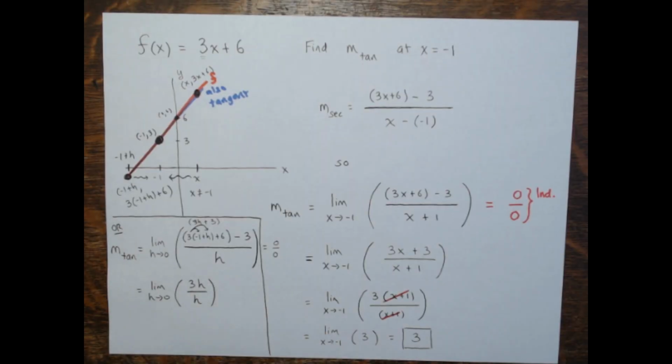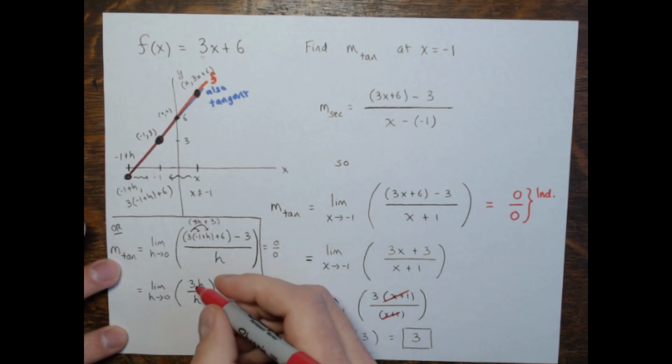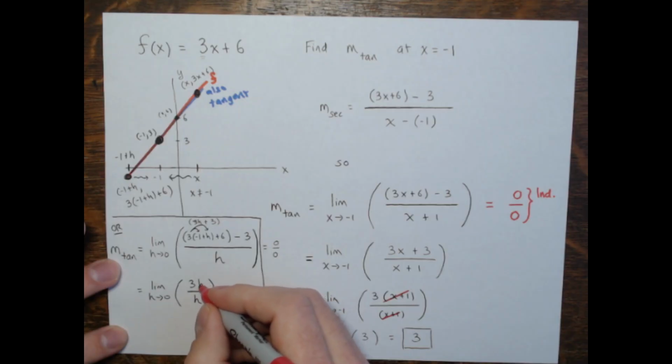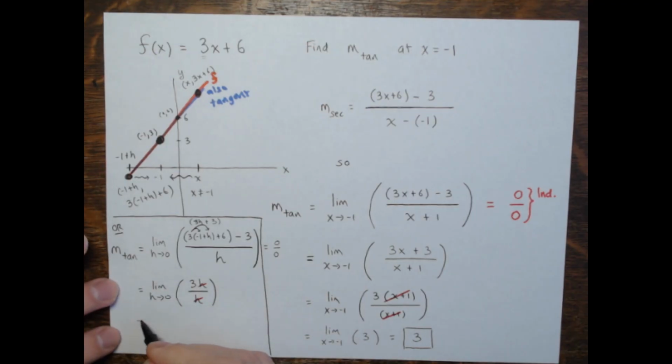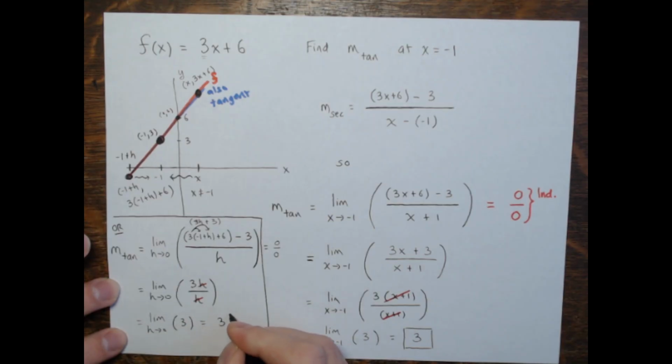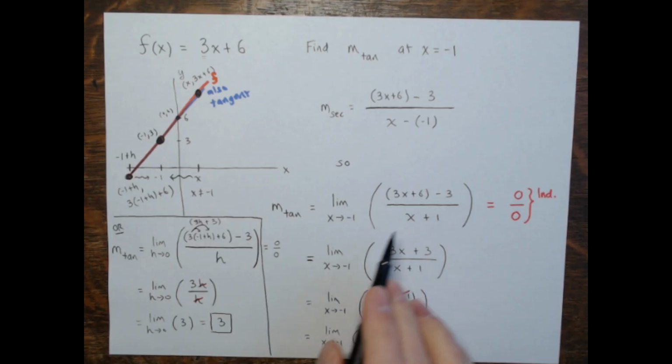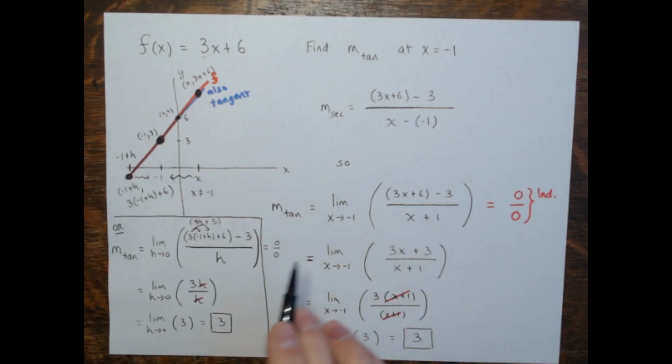And you can see the h's canceling. Again, h is not 0, it's approaching 0. So these h and h are both the same non-zero number, so they'll divide to be 1. And now I have, once again, the limit of a constant, the limit as h approaches 0 of just 3. And that would just be 3 again. No matter what h is, 3 is 3. So you see, either way I do it, I end up with the same slope of 3.